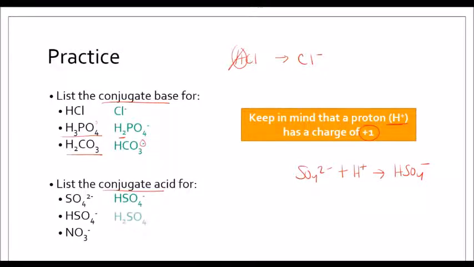If I add another H here, I'm going to get sulfuric acid, so H2SO4. Another amphoteric species, as you can see with bisulfate, but it goes from -1 to 0 because we're adding to the charge. And then nitrate, when it bonds with the acid, is going to turn into nitric acid, which also goes from -1 to 0 charge. So that's how you do conjugate acid-base pairs.